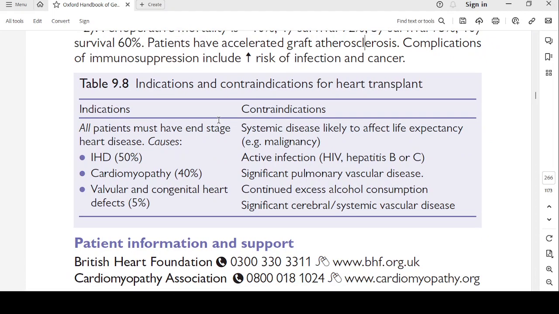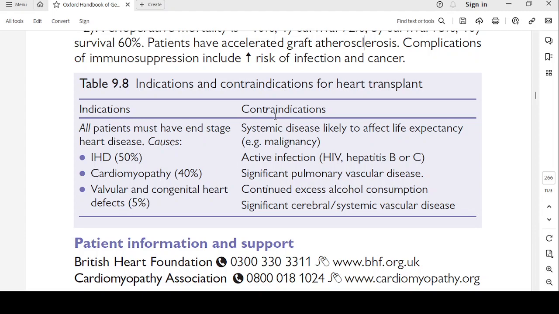Indications and contraindications for heart transplant. Indications: all patients must have an end-stage heart disease. Causes are ischemic heart disease 50%, cardiomyopathy 40%, valvular and congenital heart defects 5% of cases.